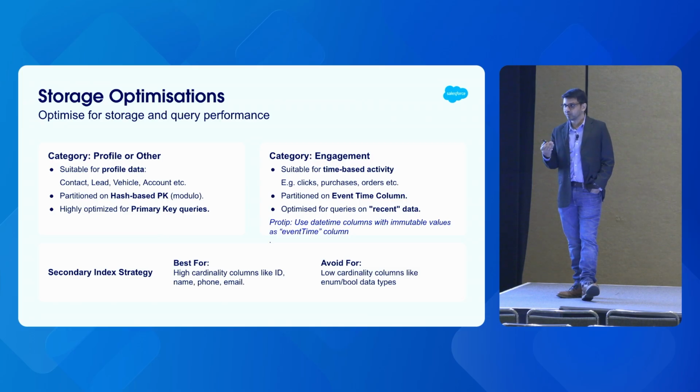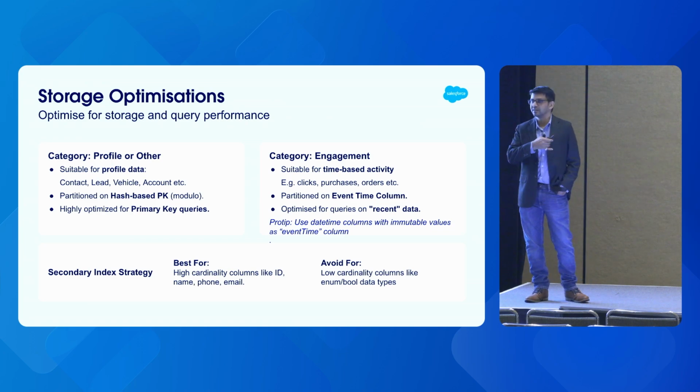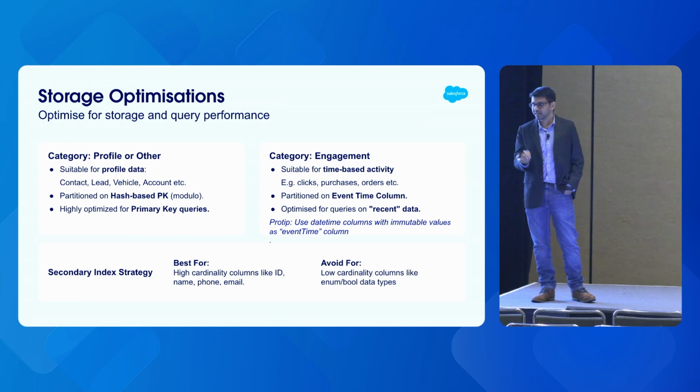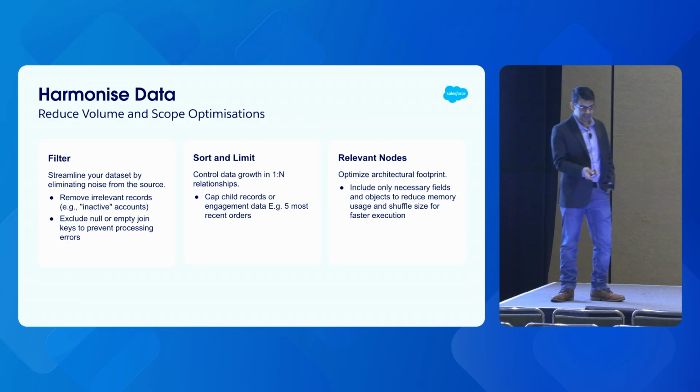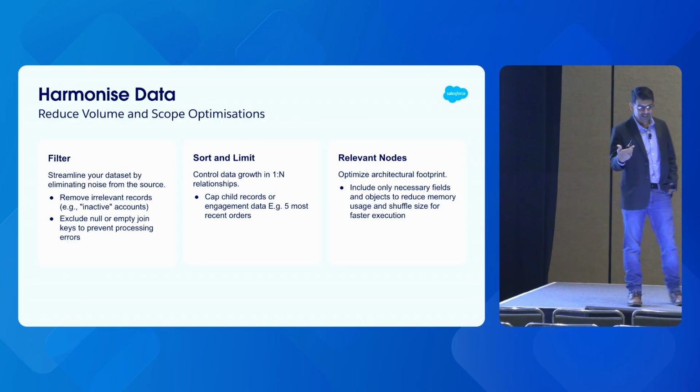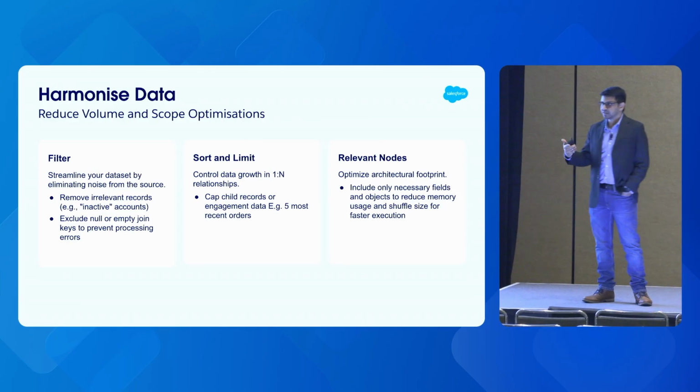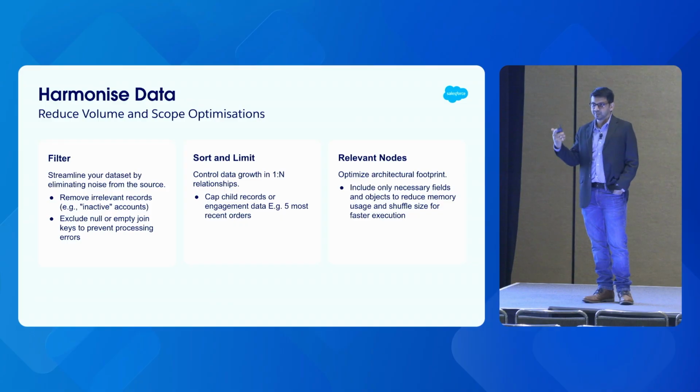Avoid enumerized Boolean kind of columns, yes/no kind of columns, because the B-tree that gets built behind the scenes has a very high distribution and you don't get any efficiencies. All right. So like I said, we talked about connecting the data. Let's talk about harmonizing, which we call data processing and making sense of all the data.